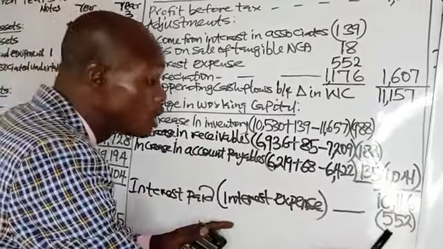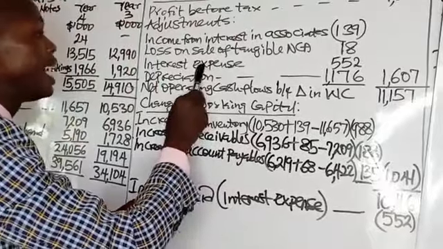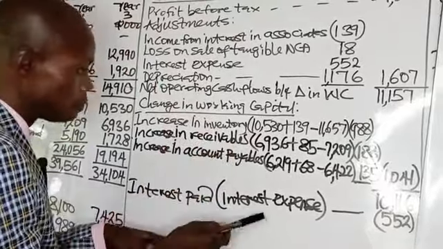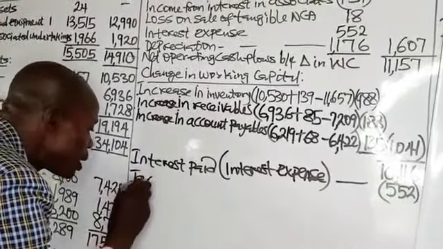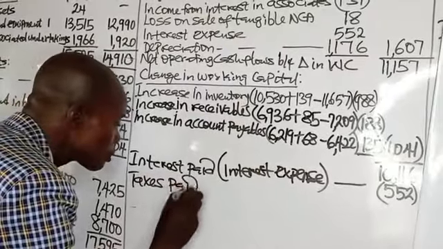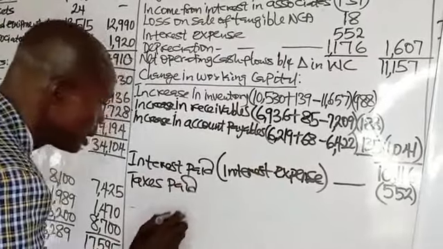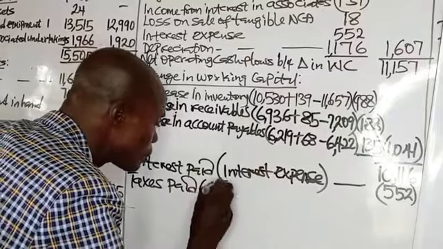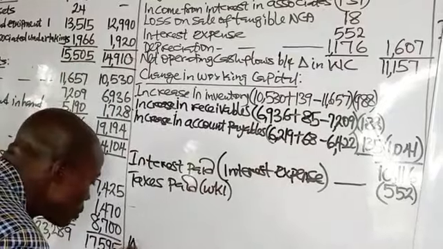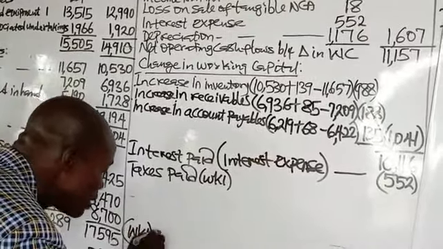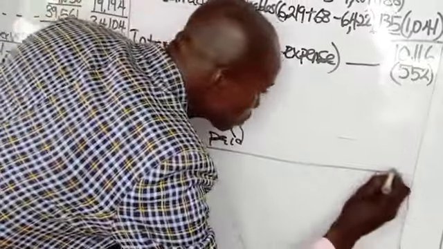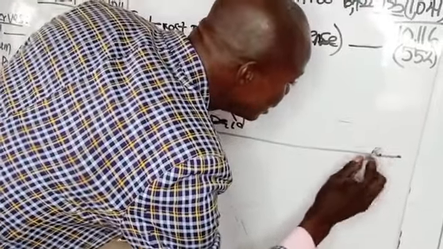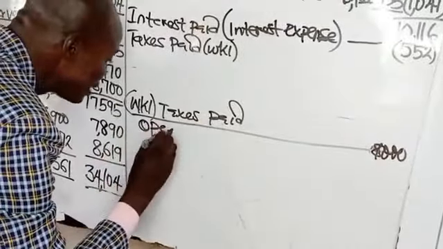But where there is an accrued interest, the interest paid and interest expense will not be the same. So then after interest, we have taxes paid. Let me have that as working number 1. Working 1, we have taxes paid. As usual, we normally start with the opening balance or opening balances.